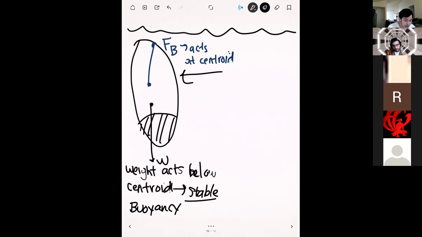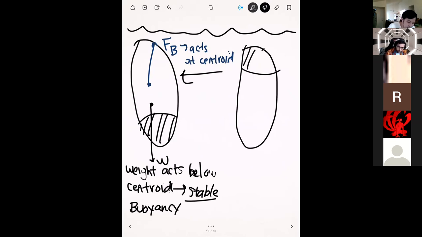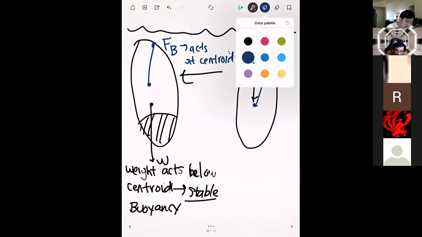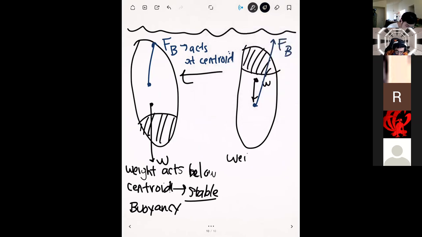Okay. So let's contrast this with the opposite situation, where we have a similarly shaped object, but instead the weight is at the top. Okay. So let's say that we have our weight force, and then in blue here we have our buoyant force still acting at the centroid. Right. So in this situation, the weight acts above the centroid. Okay, and so when the weight acts above the centroid, this is unstable.